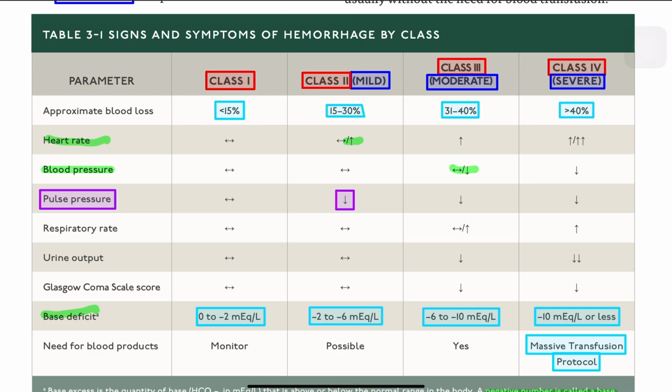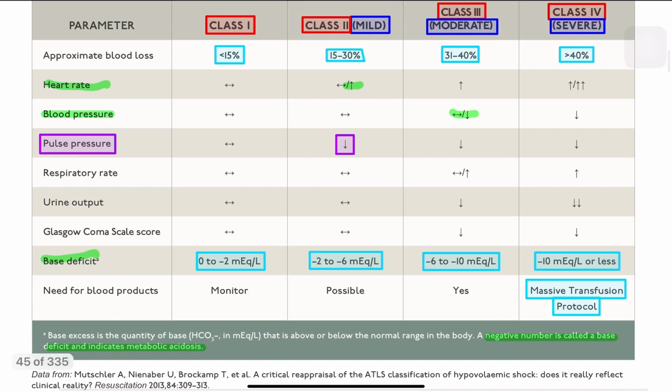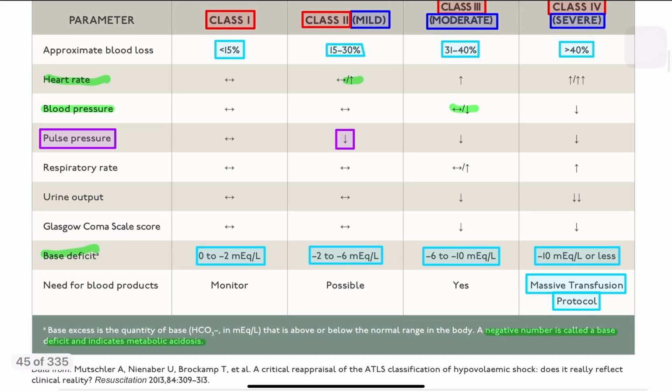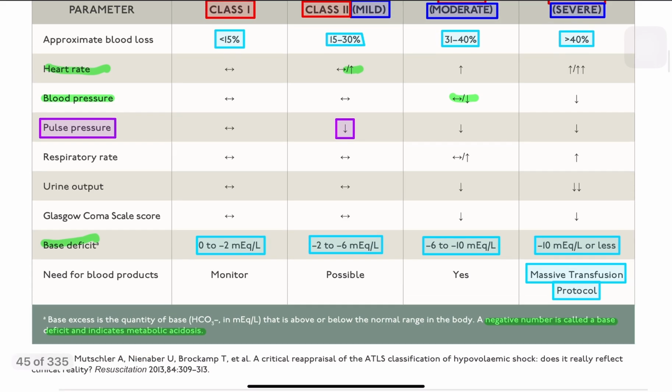Okay, and the base deficit is also important. Base deficit in class 1 hemorrhagic shock is 0 to -2, then -2 to -6 for class 2. In class 3 it is -6 to -10, and class 4 is -10 or less. So class 4 needs the massive transfusion protocol. A negative number is called base deficit and indicates metabolic acidosis.